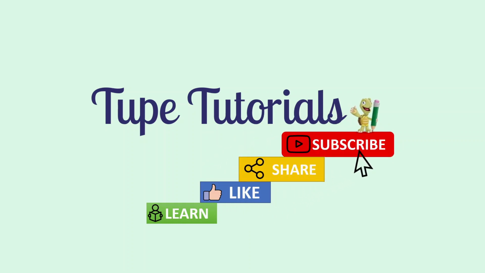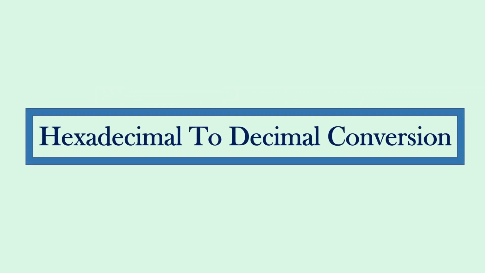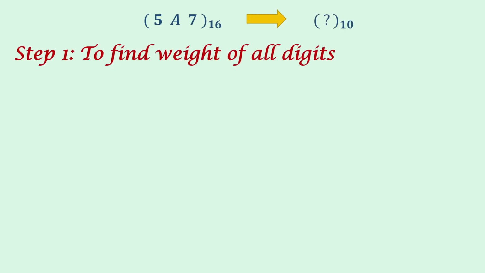In this video, we are going to see hexadecimal to decimal conversion. For that, suppose we have a number 5A7 and we have to convert it into a decimal number. So our step 1 is to find weight of all digits. I have taught how to find weight of digits in basics of number system. But let's once again revise how to find weight of digits.